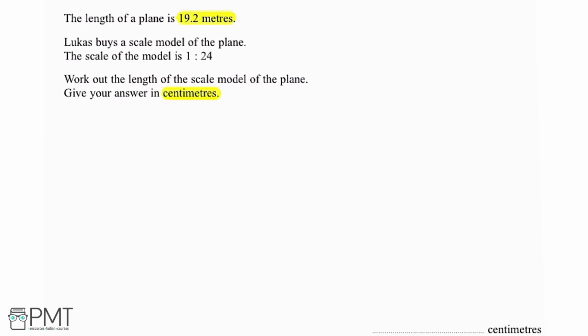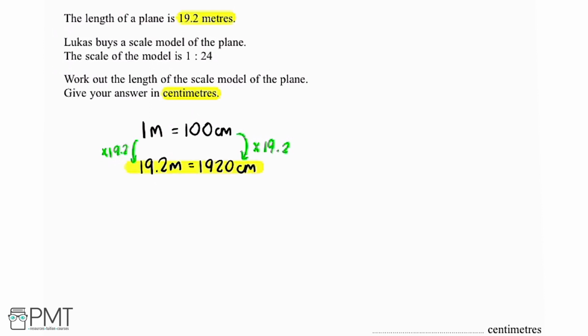answer in centimetres. So first thing I'm going to do is change the metres into centimetres. 1 metre is 100 centimetres, therefore if I times this side by 19.2, we get 19.2 metres. But because I've done it to this side, I do it to the other side as well, going times 100 by 19.2, we get 1,920 centimetres. So we know that 19.2 metres is 1,920 centimetres.